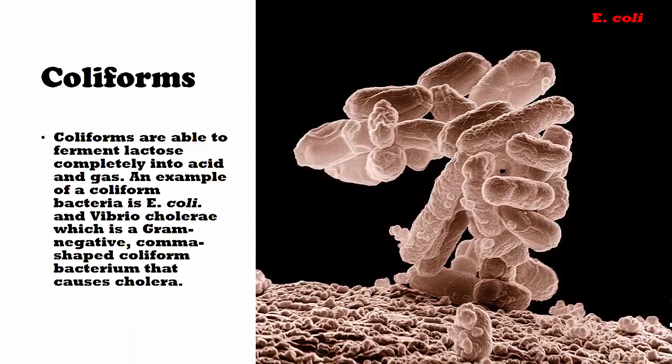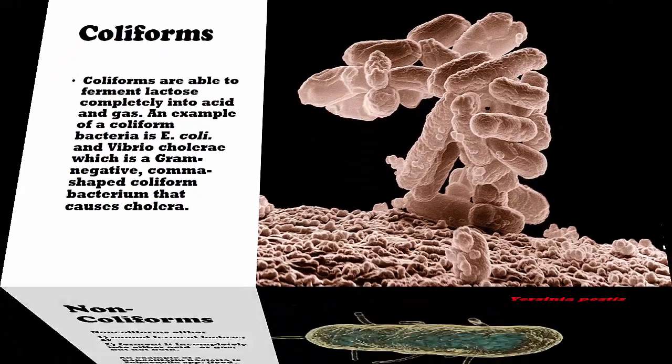Coliforms are able to ferment lactose completely into an acid and a gas. An example of a coliform is E. coli and also Vibrio cholera, which is a gram-negative, comma-shaped coliform bacteria that causes cholera.